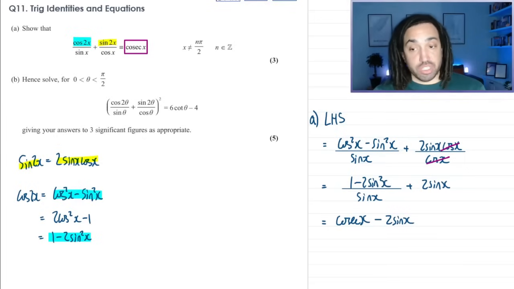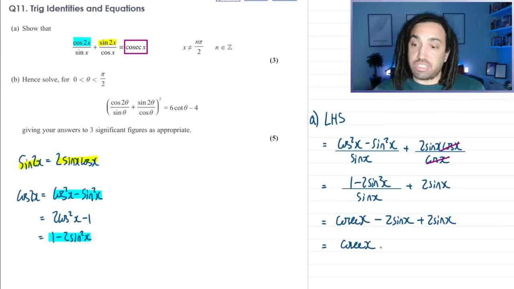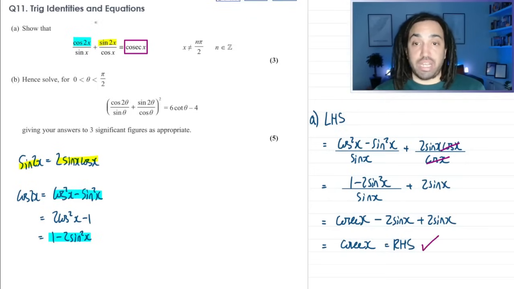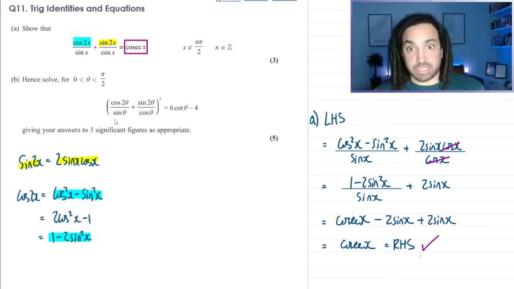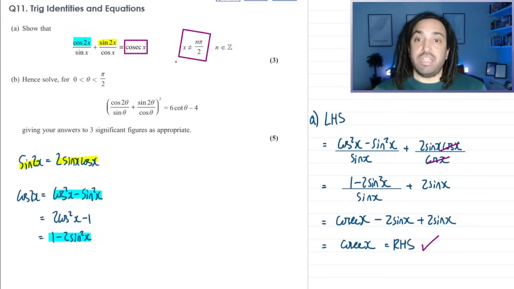Because if you've got a sine squared and you're dividing it by sine, you're just left with a sine. And then we've also got the plus 2 sine x as well. So this is just going to leave us with cosec x, as these two are going to cancel, which is equal to the right hand side. So we have proved our identity is true for all x. Perfect, well not all x actually, careful. We've got the stipulation here, but anyway, it's done.